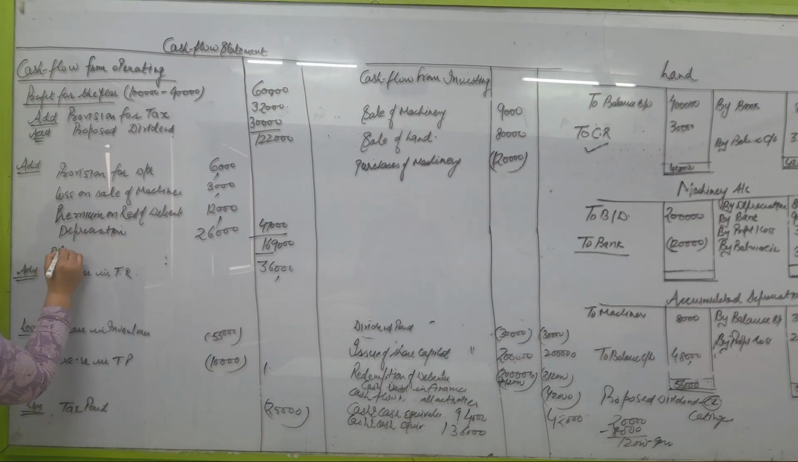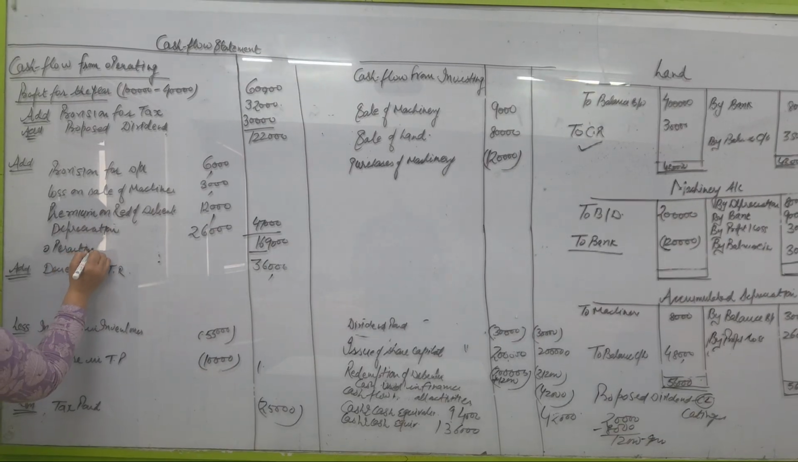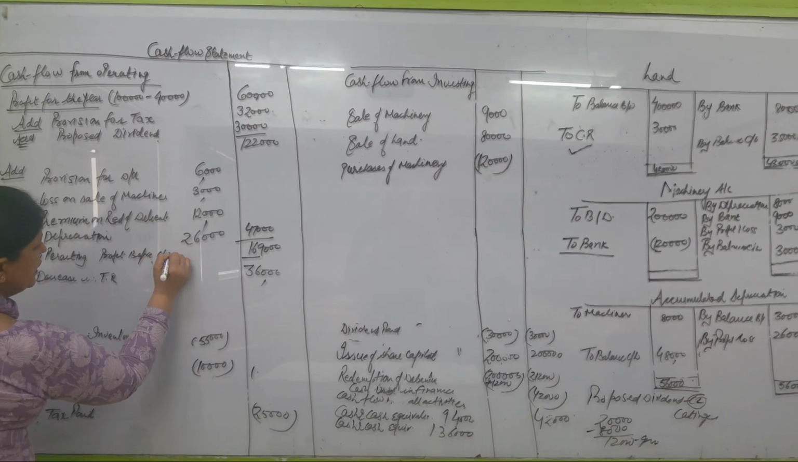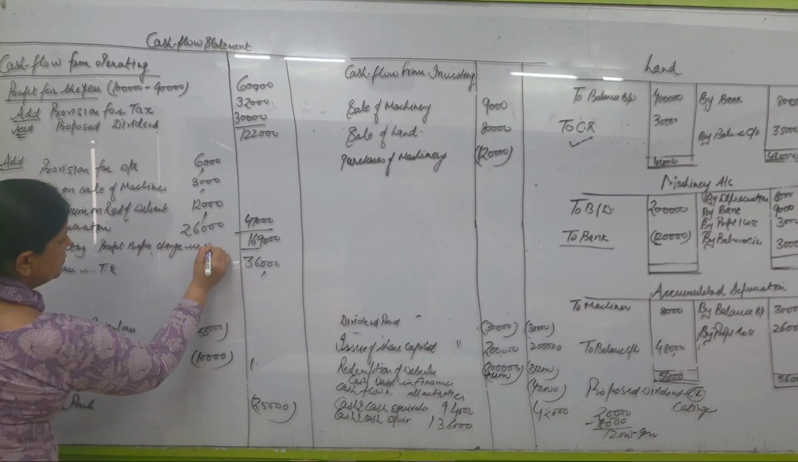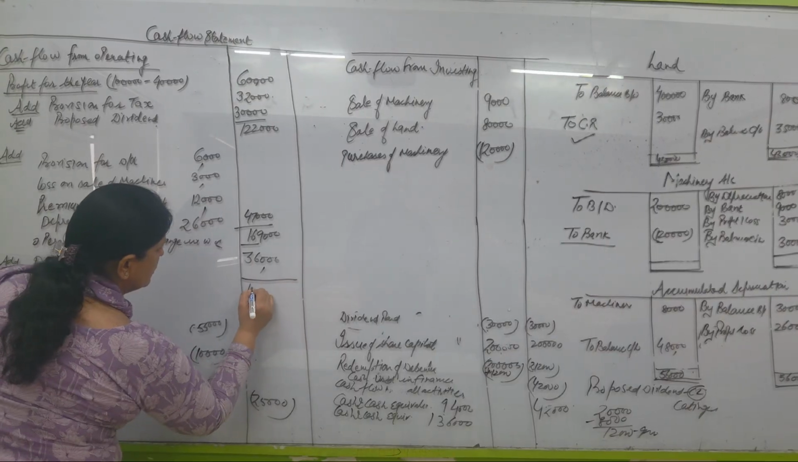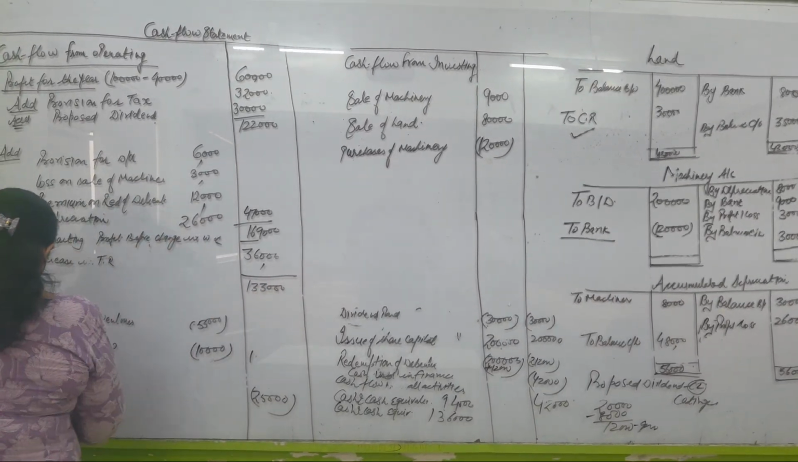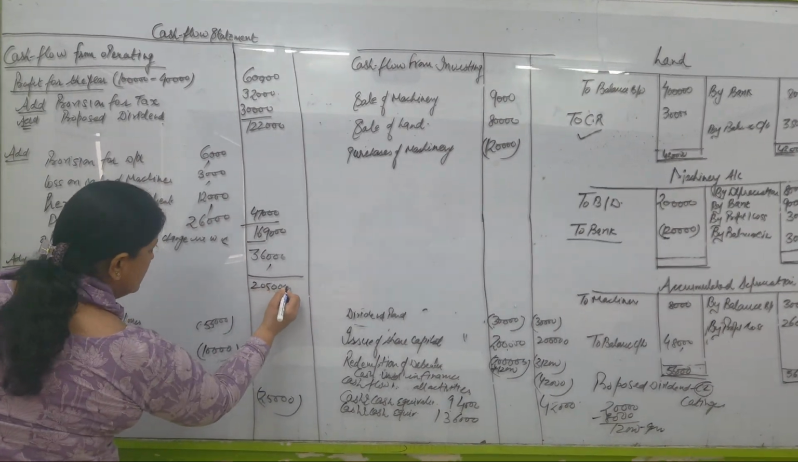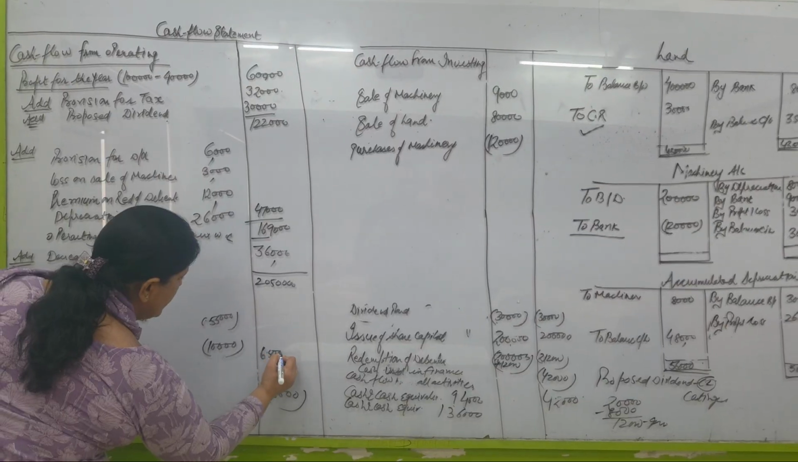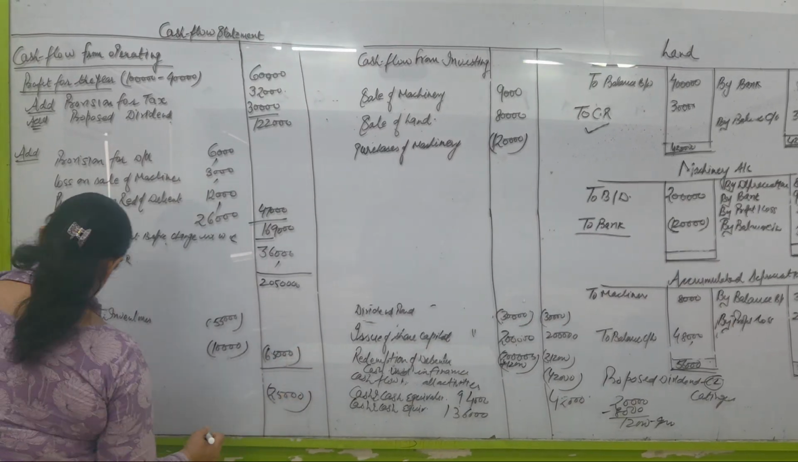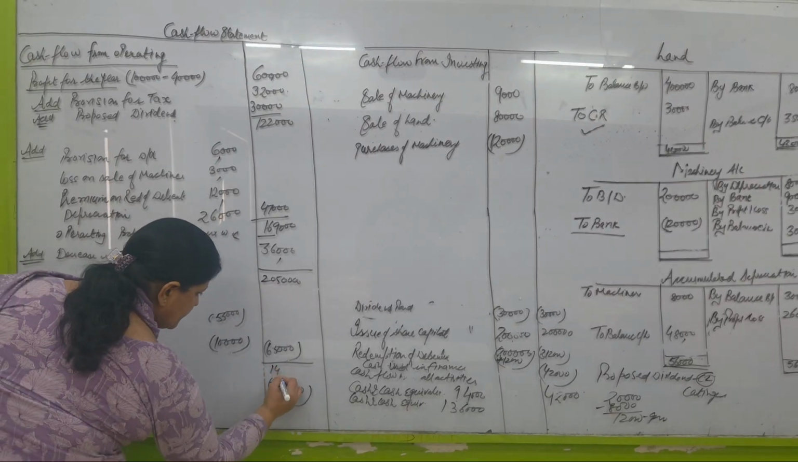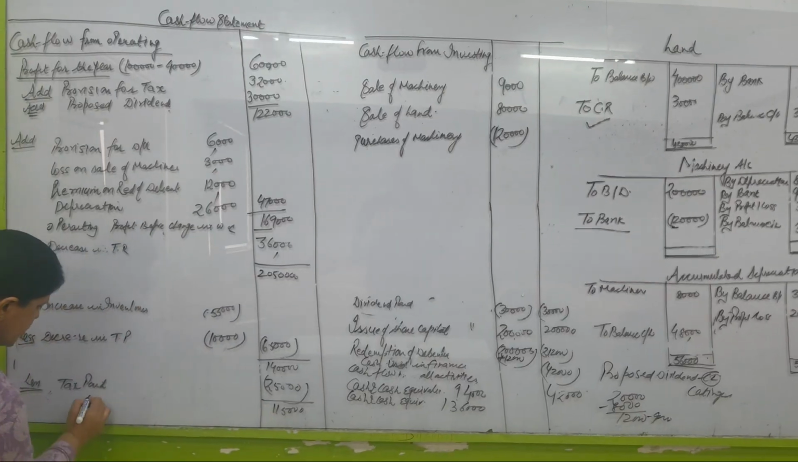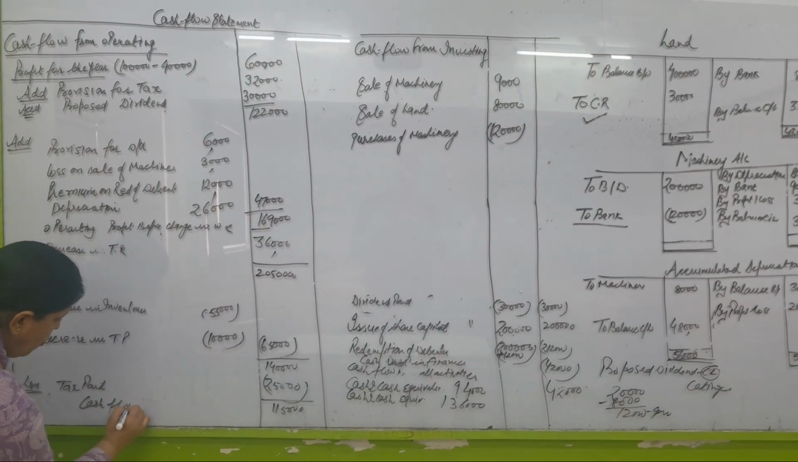Operating profit before change in working capital, 1,33,000. Sorry, add 205 less 65,000. This is 1,40,000 less 25,000. Cash flow from operating.